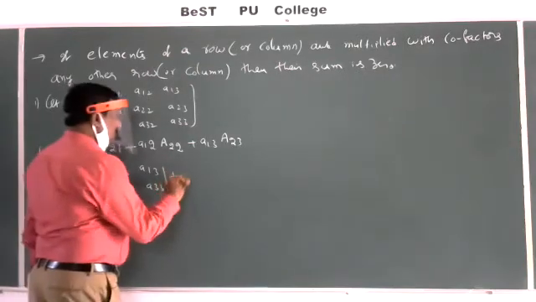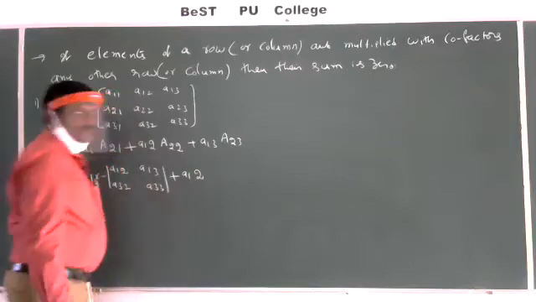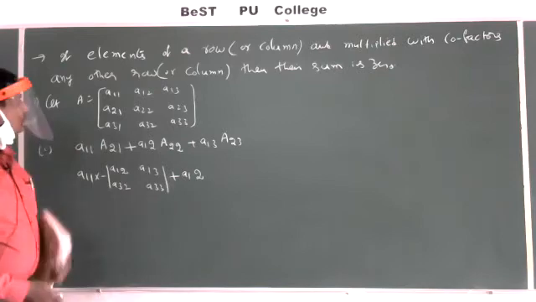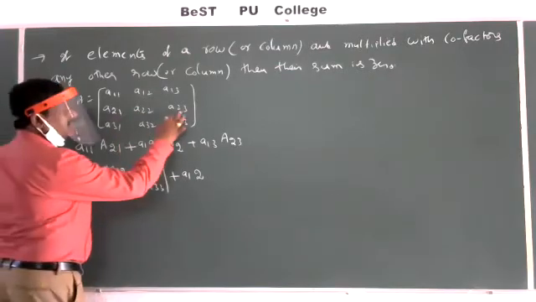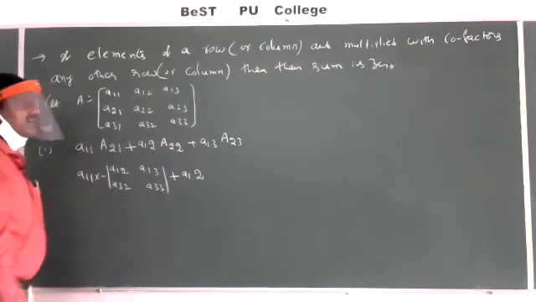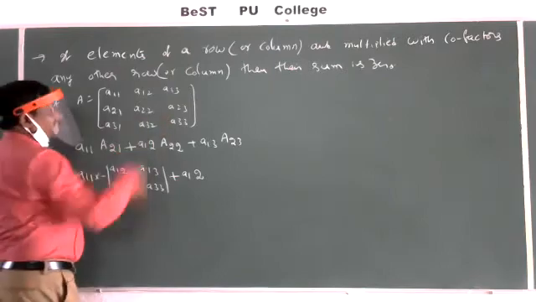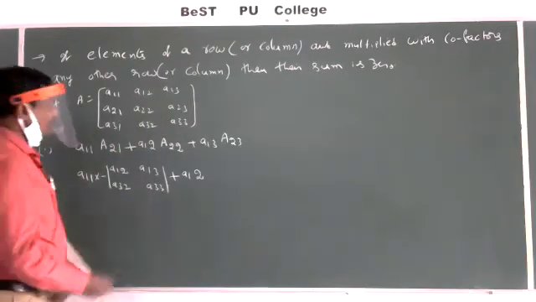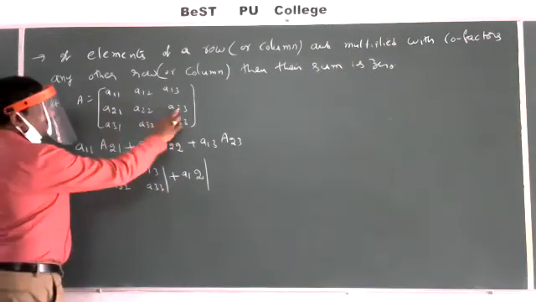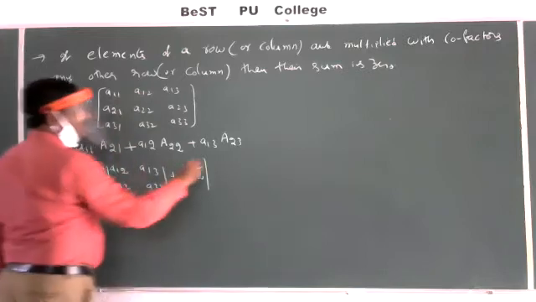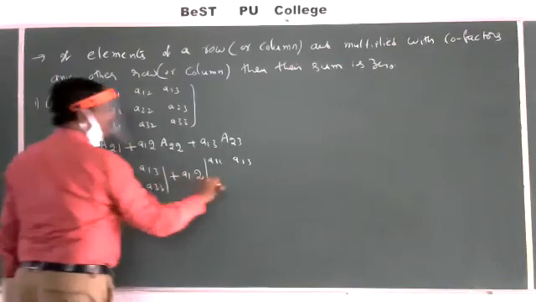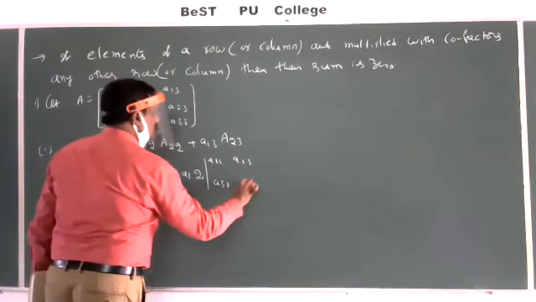Next, plus A12 capital A22. Here A22 means 2 plus 2, 4, which is even, so we get a plus value. A22 is present in the second row and second column. Leave that row and column and write the determinant of the remaining elements: A11, A13, A31, A33.